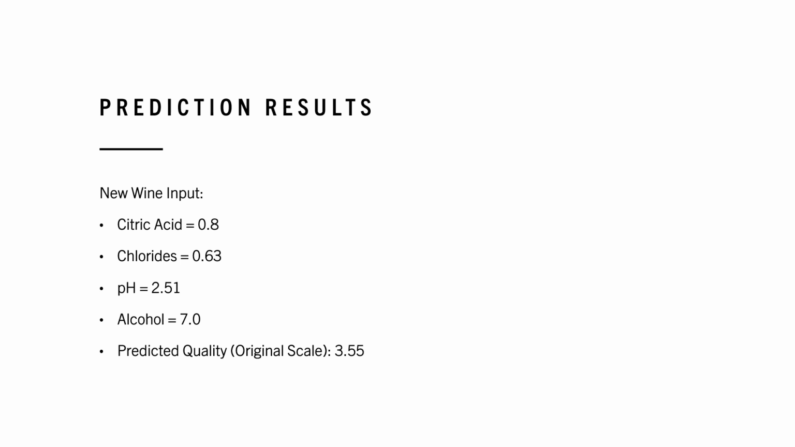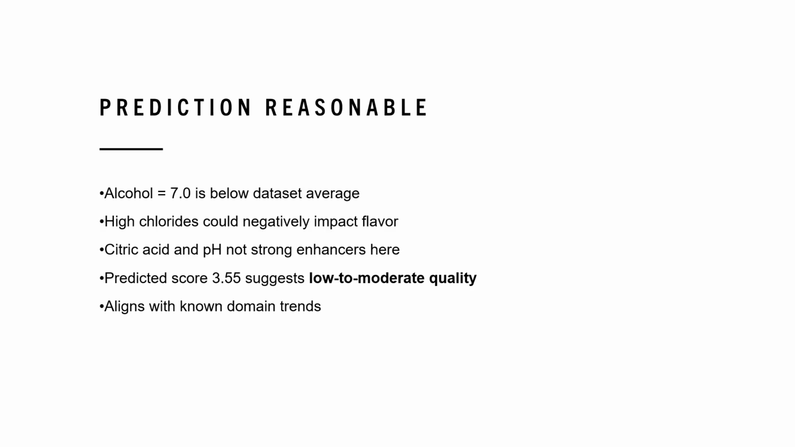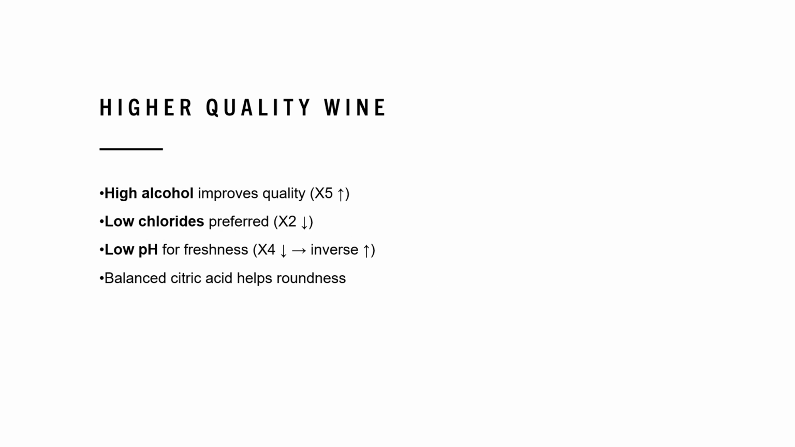To test the model, we input a new wine with given values. The predicted quality was 3.55, suggesting a low to moderate rating. This aligns with expectations based on variable effects. This prediction made sense. The alcohol was below average and the high chlorides could hurt flavor. The model's prediction was in line with known wine chemistry.